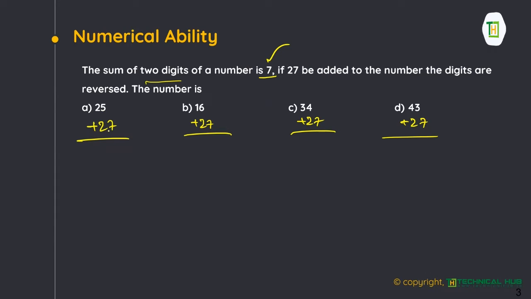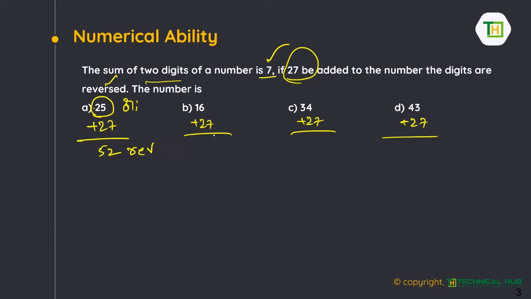See, 25 plus 27. What is that? 52. This number is the original number 25. If you reverse this number, you will get 52 only. Here he is saying that if you add 27, the number is reversed. 25 becomes 52 if you add 27. But in the remaining cases, it will not happen.